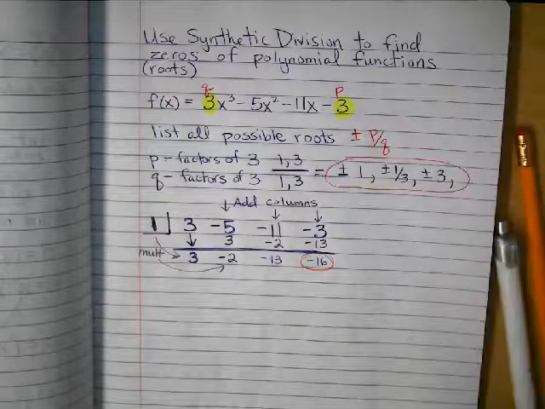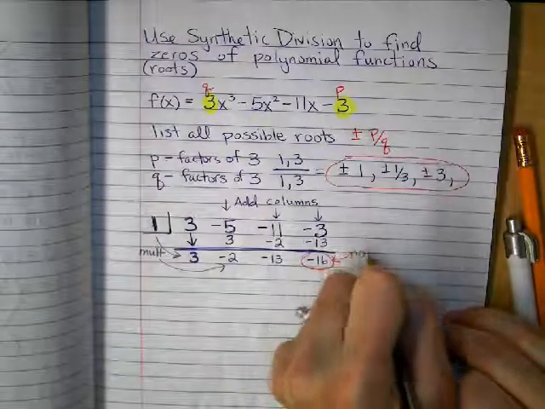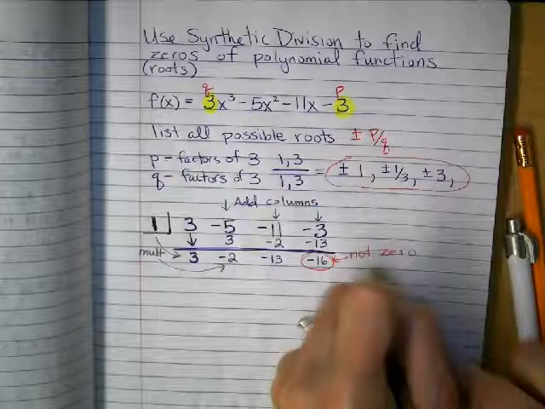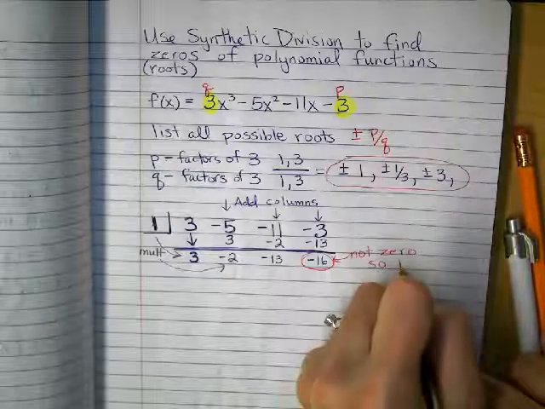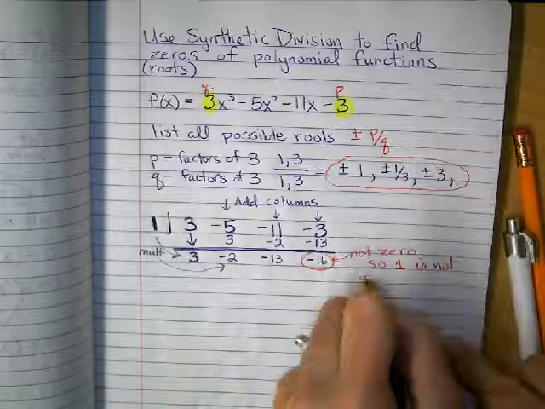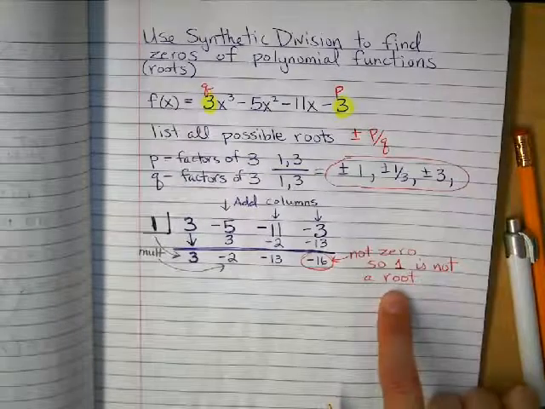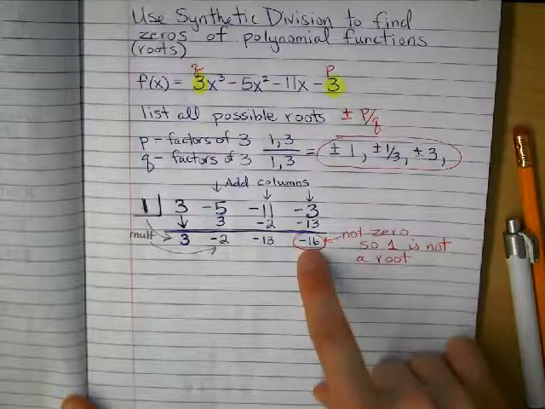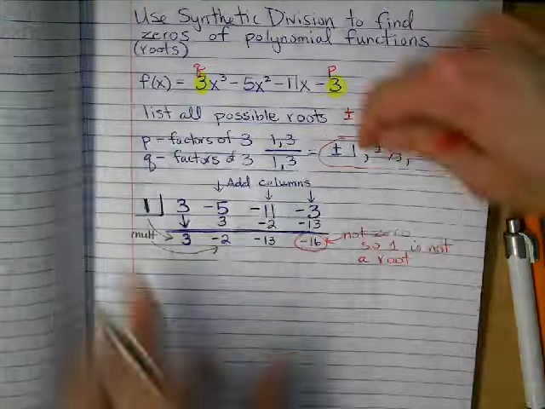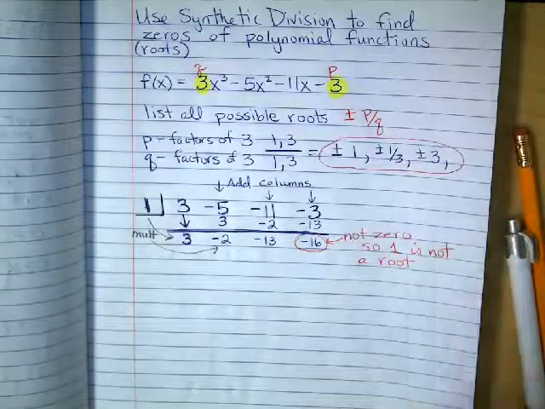Okay, so this is not 0. So the 1 that we tried in the box is not a factor. It's not a root. It's not a solution. The last answer has to come out to 0. So I tried 1 and that did not work. So you have to try it again.